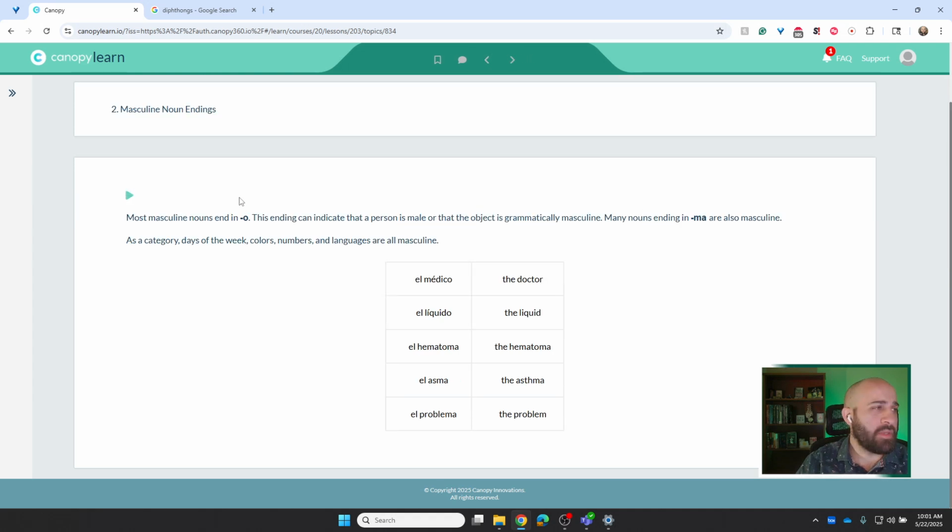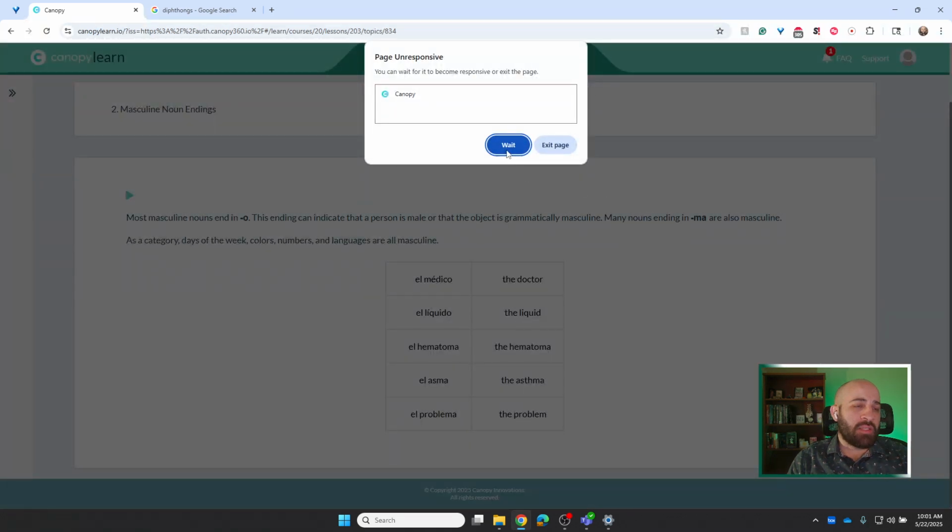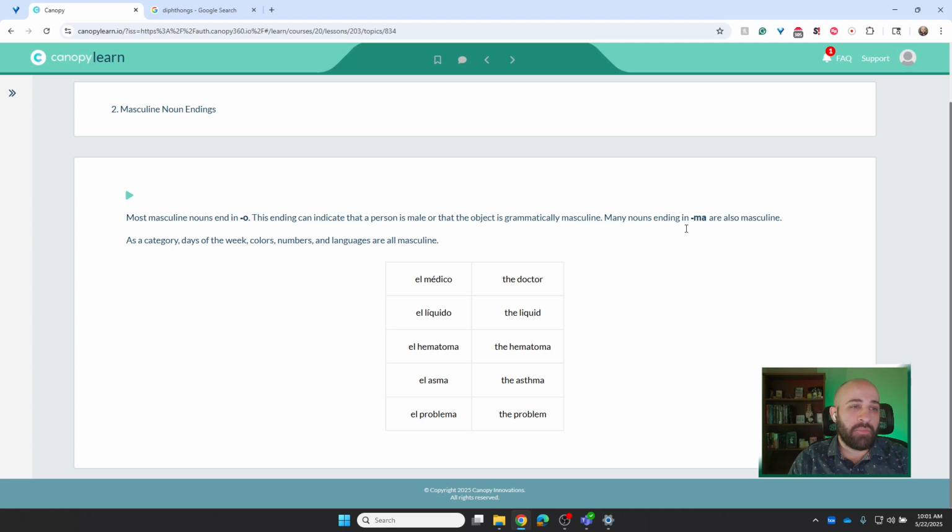All right, masculine noun endings. Most masculine nouns end in O. This ending can indicate that a person is male or that the object is grammatically masculine. Many nouns ending in ma are also masculine. As a category, days of the week, colors, numbers, and languages are all masculine.